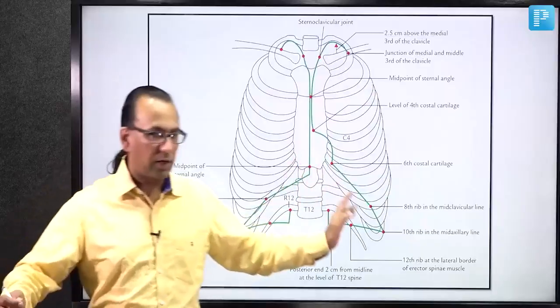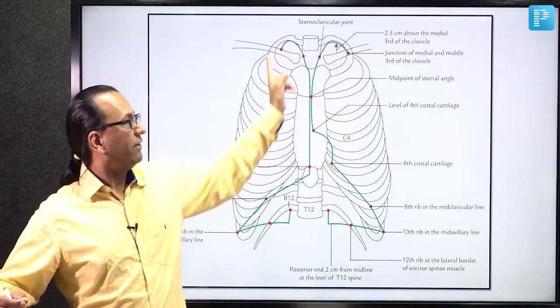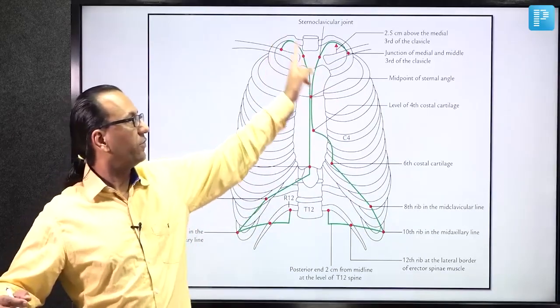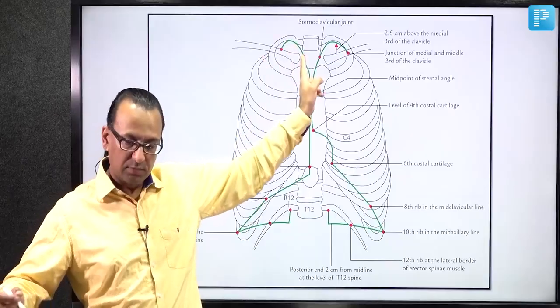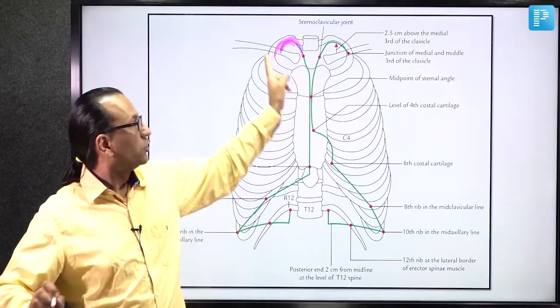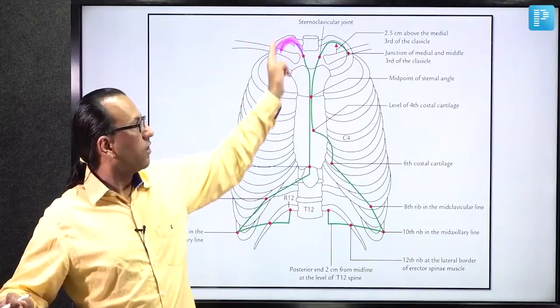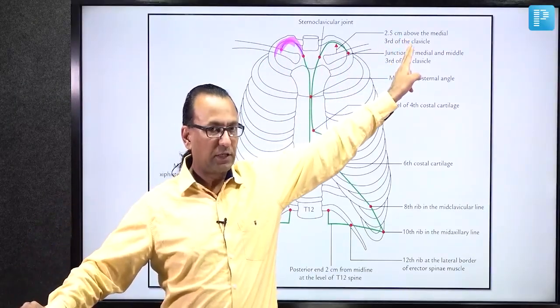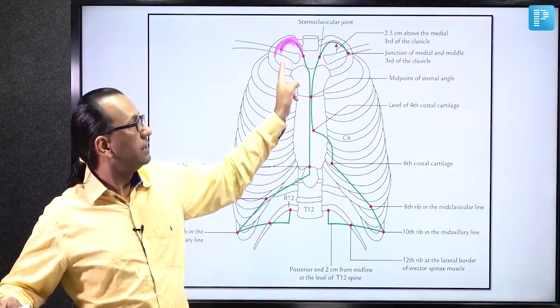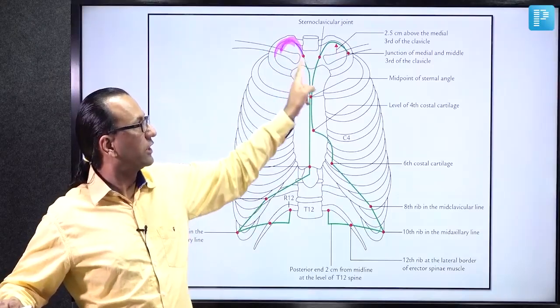As you start marking the pleura, you have to go supraclavicular. It is the apex of the lung covered by cervical pleura. So as you go supraclavicular, on the medial end of the clavicle, it is around 2.5 centimeters above the medial third of the clavicle, which is the cervical pleura.